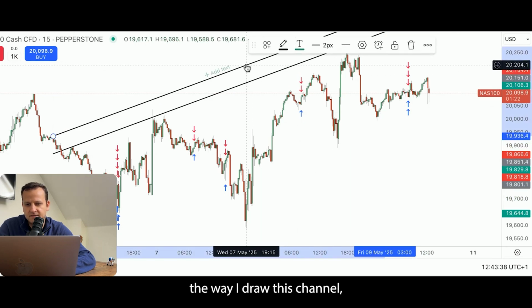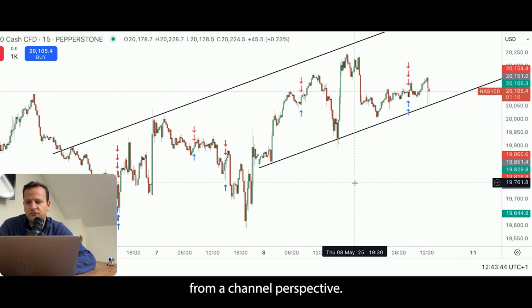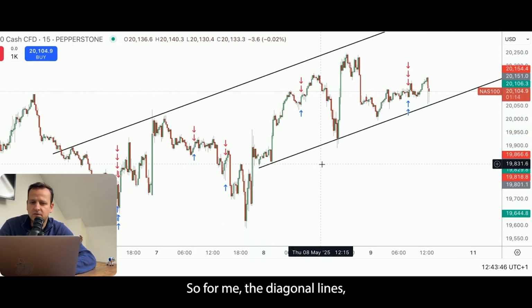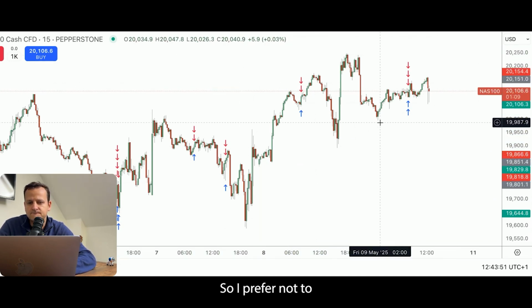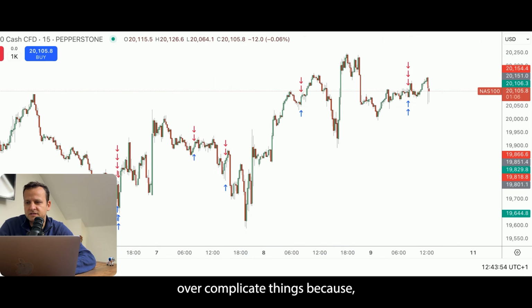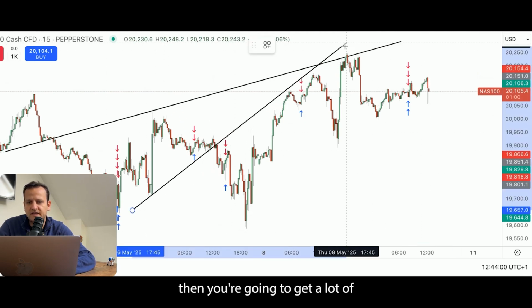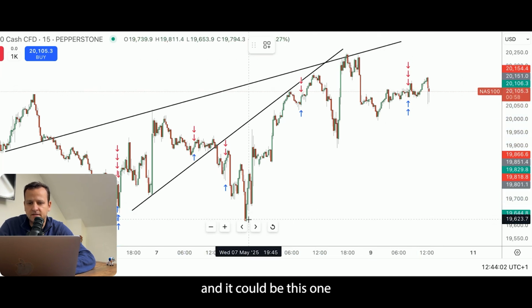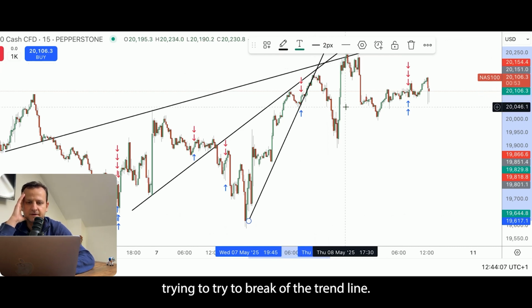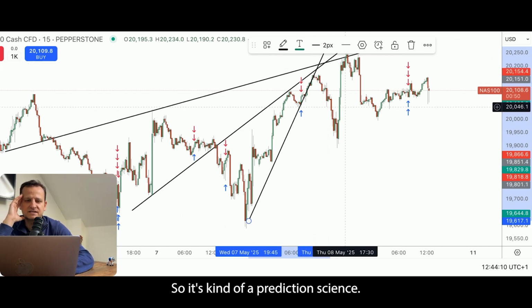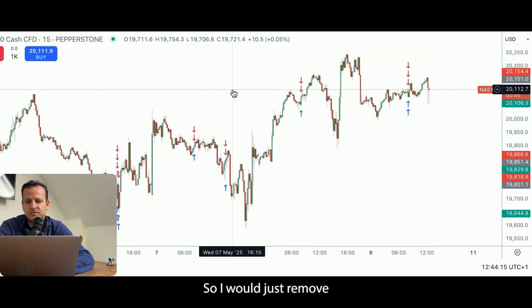You can see the way I draw this channel, it's basically the way you see the price. That's how it looks from a channel perspective. For me, diagonal lines, even though I've been using them in the past, I don't really think they are very objective. So I prefer not to overcomplicate things, because if you start drawing lines like that all over the screen, you're going to get a lot of mixed signals, and it could be this one or it could be that one. You're trying to trade a break of the trend line, so it's kind of a prediction science, and I don't really believe in that type of wizardry. So I would just remove all of those lines.